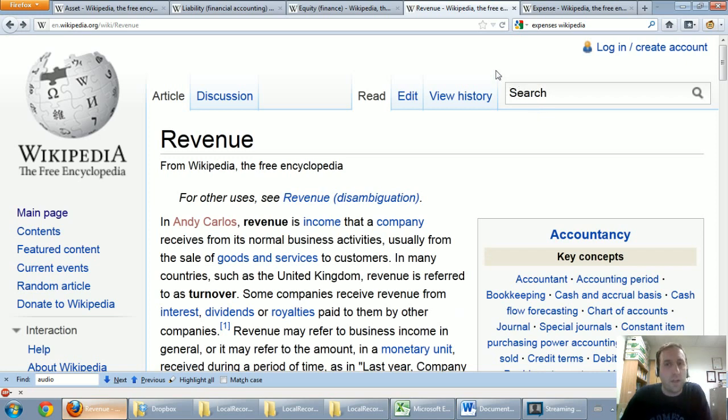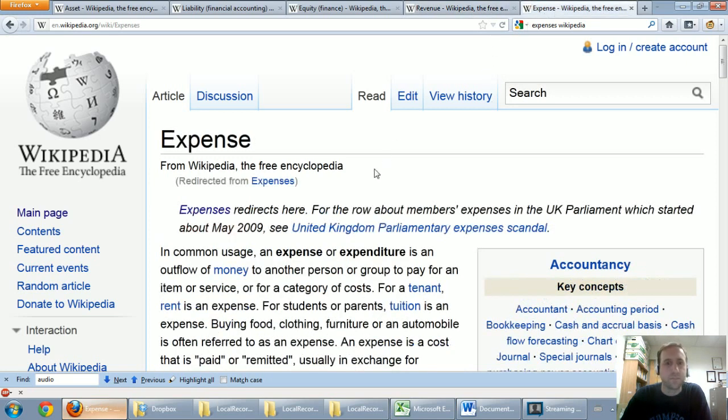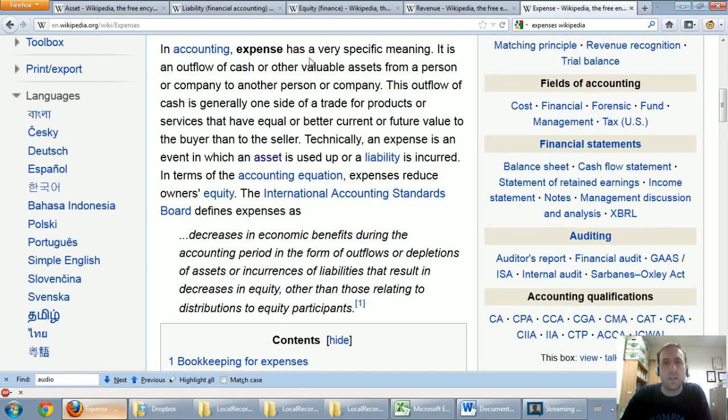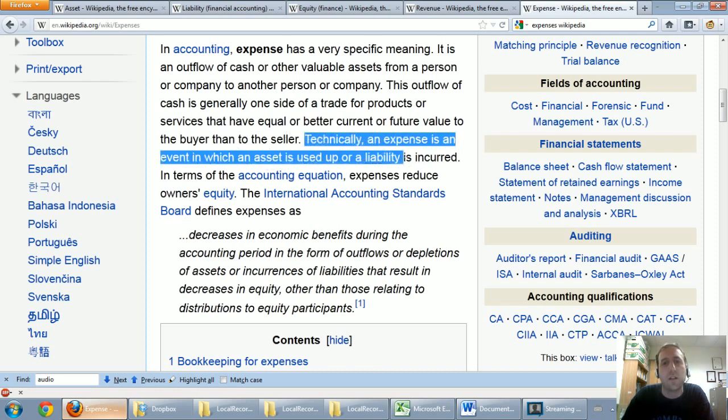The final concept I want to define is expenses. And again, it says in common usage, an expense or expenditure is an outflow of money to another person or group to pay for an item or service. It goes on and it says in accounting, expense has a very specific meaning. It is an outflow of cash or other valuable assets from a person or company to another person or company. The key point here is it says technically an expense is an event in which an asset is used up or a liability is incurred. And this is really at the heart of the definition.